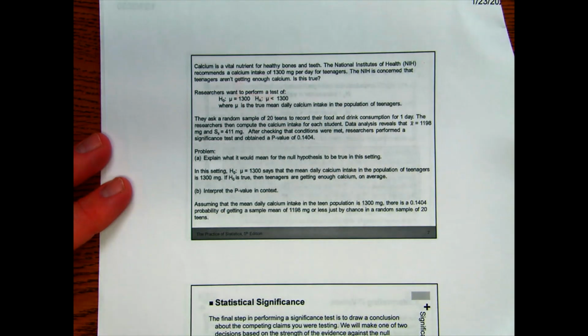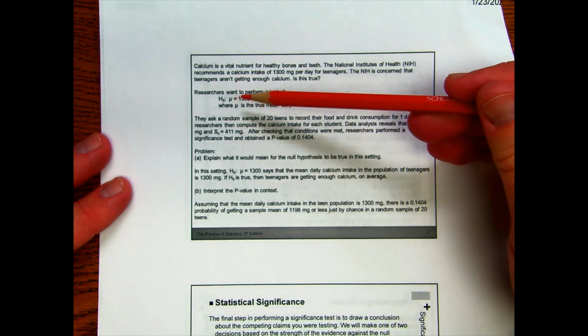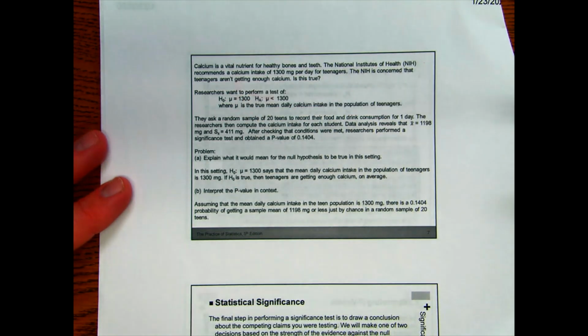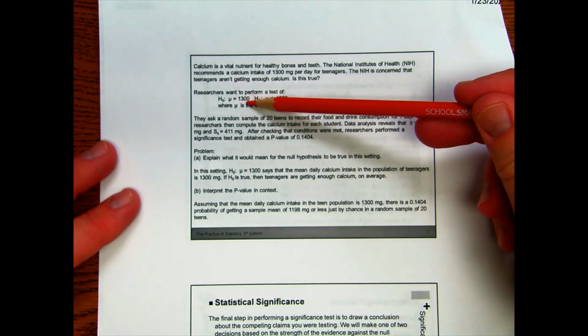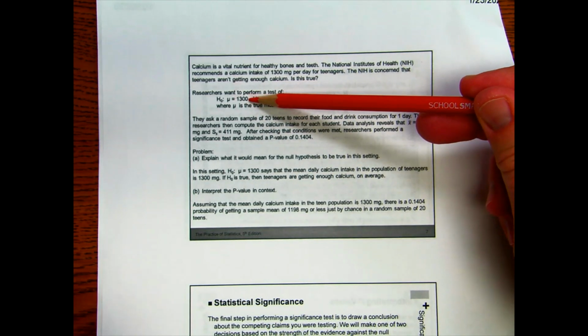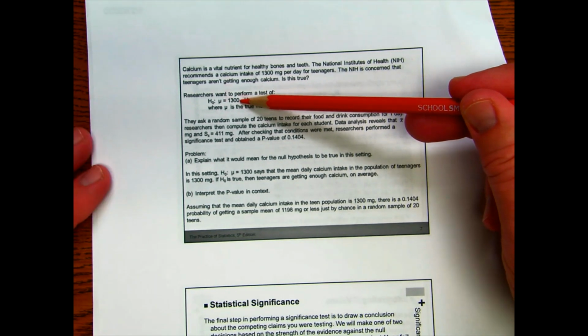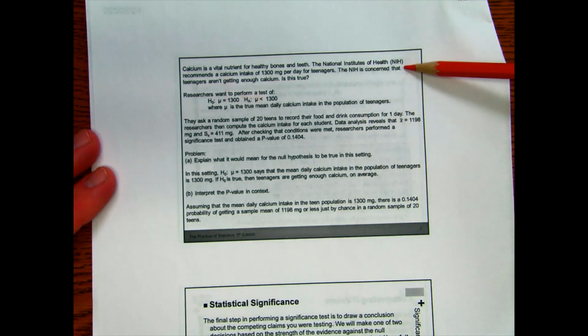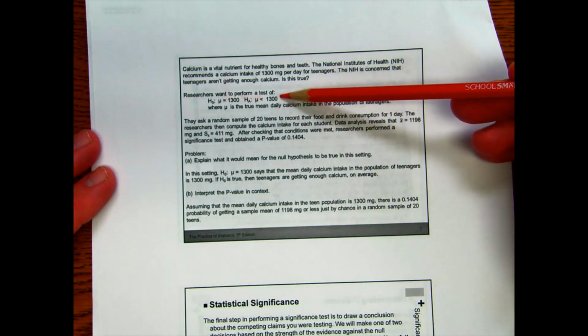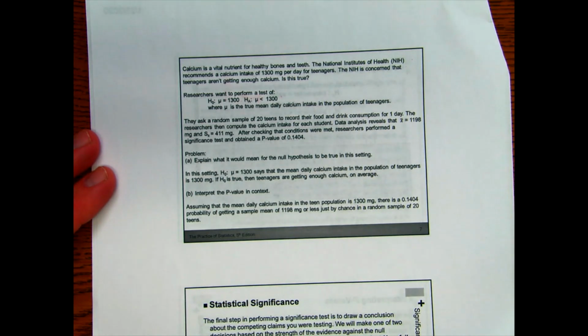The Ho, the mean is 1,300. One way to think about the Ho is it's the status quo. Things are as, in this case, nationally assumed, nationally advertised. There is no difference. All these phrases, you tweak which one matches best to the context, that they are getting enough calcium with 1,300. Now, what they're thinking here is teenagers aren't getting enough. So we want to show that their actual mean intake is less than 1,300.